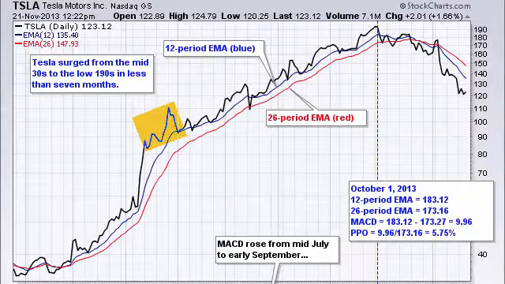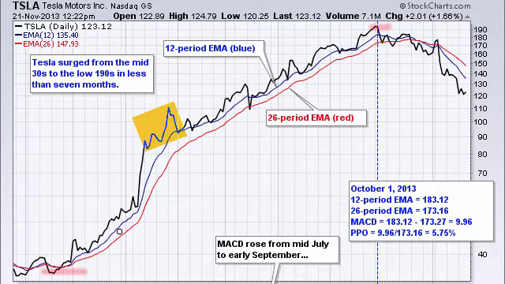So before we get to the indicators, which are shown just below this chart, let's look at Tesla and see what happened to the price chart. Okay, you can see that Tesla moved from the mid 30s all the way to the low 90s. It's basically up $160 in less than 7 months. That was like a 450% advance.